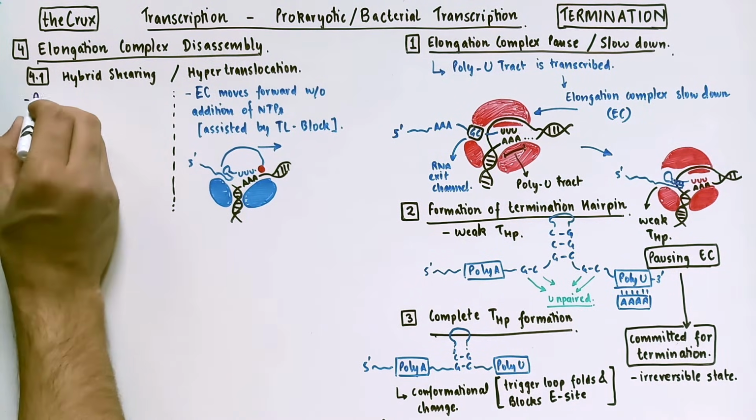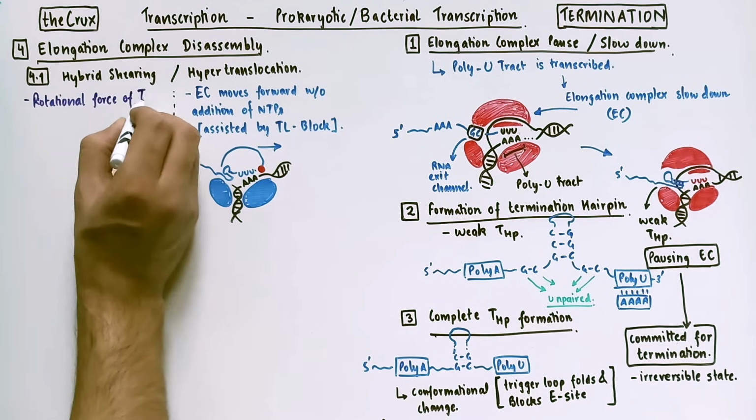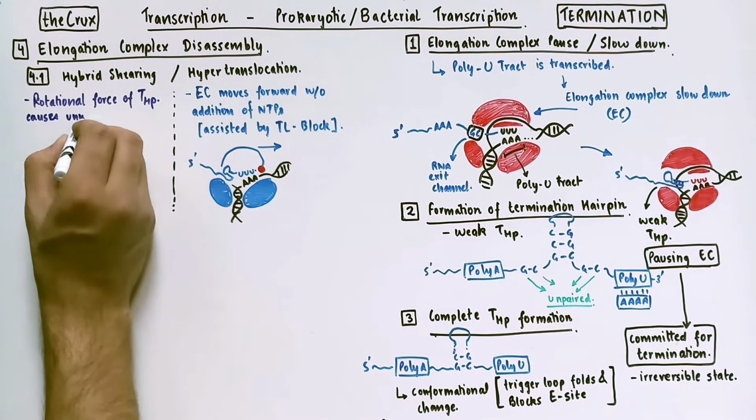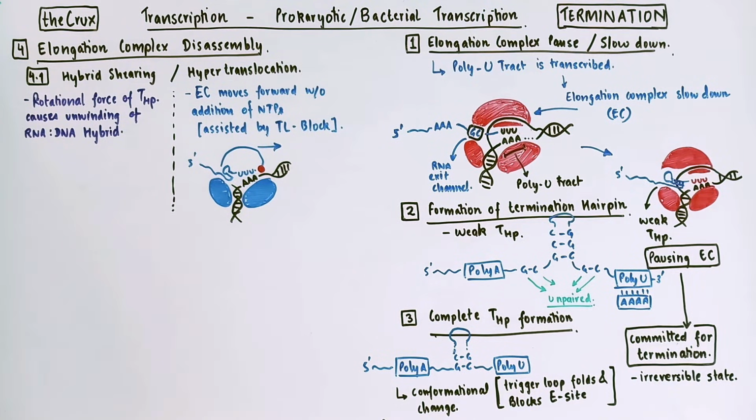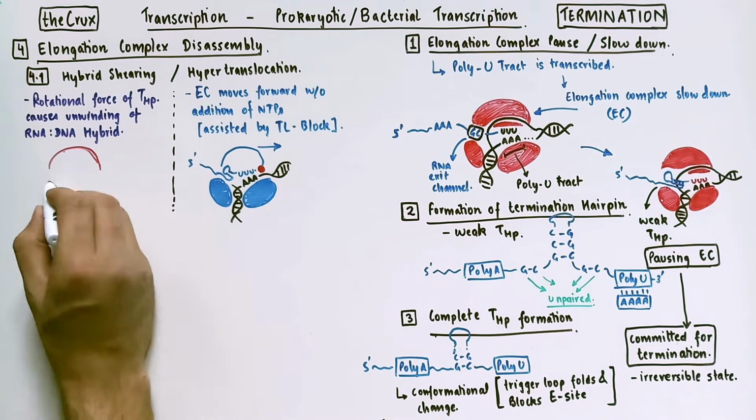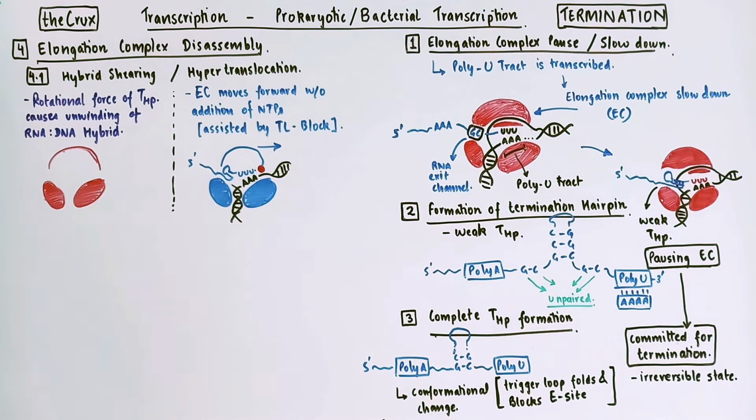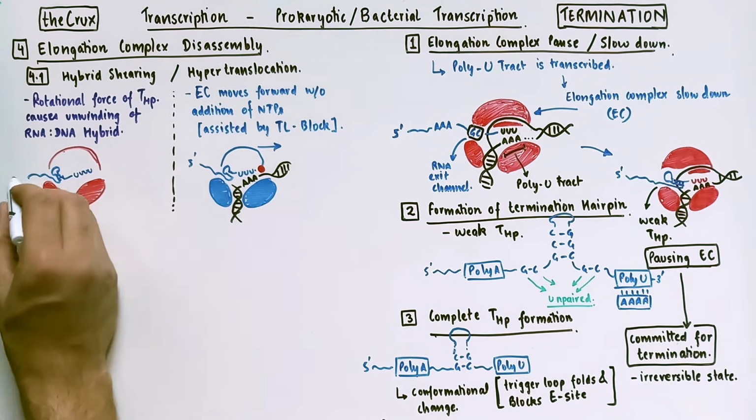In contrast, in hybrid-shearing, it is the rotational force of the hairpin that is utilized to cause the unwinding of the RNA and DNA at the transcription bubble. So just a visual representation of the complex is that the force comes from the rotation of the hairpin, which is sitting in the RNA exit channel.